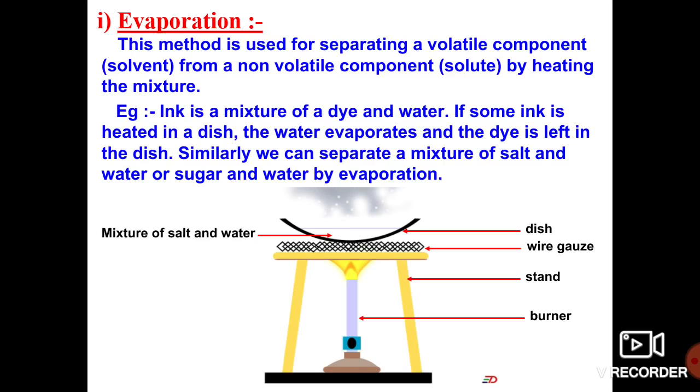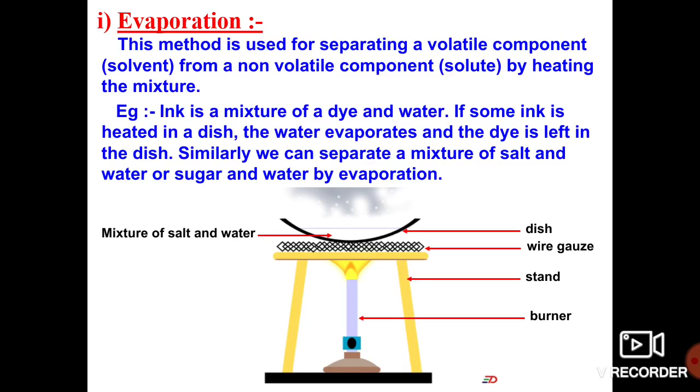So let us discuss, for example, one more. Ink is a mixture of dye and water. If some ink is heated in a dish, the water starts evaporating and the dye is left in the dish. Similarly, the best example that we can also do in our home.